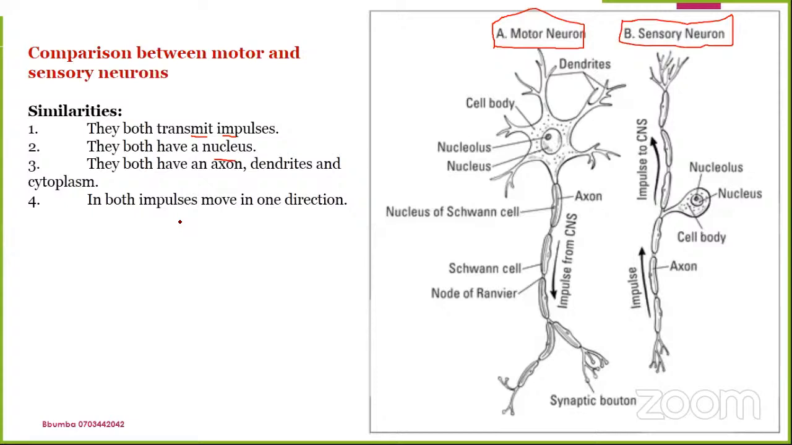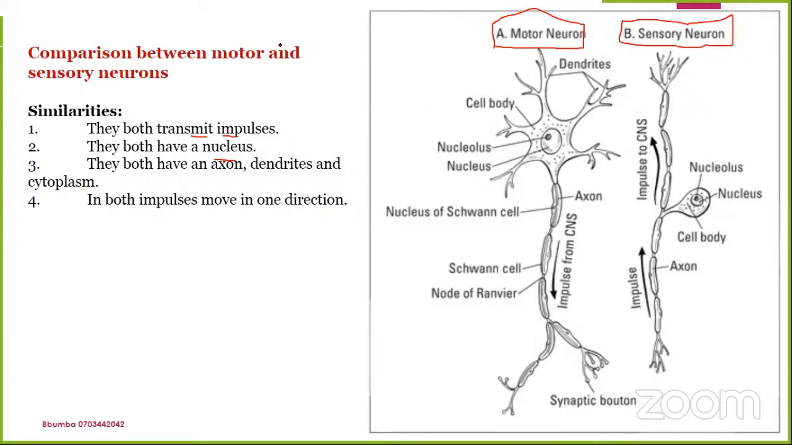Now, having looked at that, can you give me differences? I will ask you to raise your hands and I choose you. Look at these two pictures and try to tell me differences that you are able to see. Sensory neuron. Okay. I'm seeing Annette Leah. Yes, Annette. Yes, master. The sensory neuron has a short axon, whereas the motor neuron has a long axon. Thank you very much. That's a perfect answer.